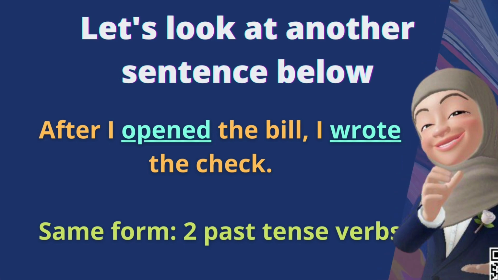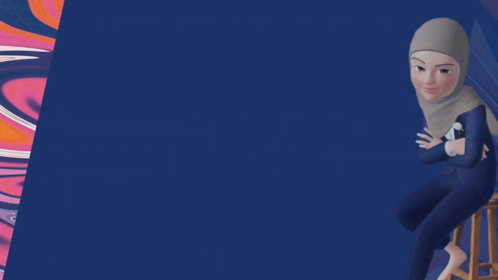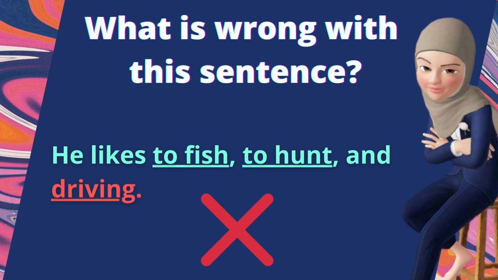And the last example: government of the people, for the people, and by the people. So in this sentence, three similar phrases are being used to show parallel structure. Okay, now to help us better understand the importance of having parallel structure in a sentence, I'm going to show you samples of sentences without the presence of parallel structure.